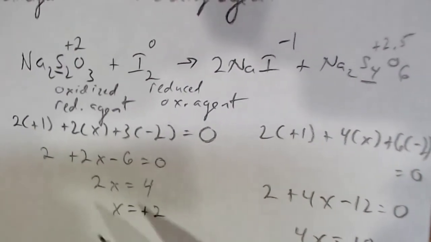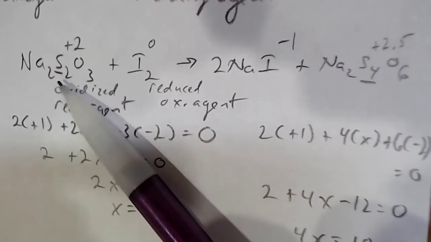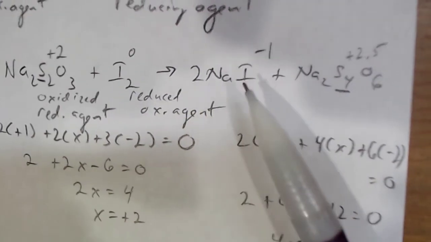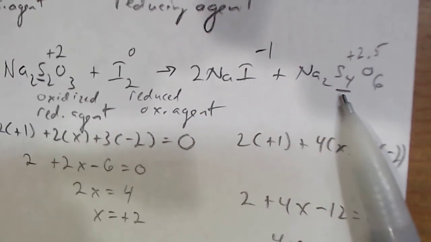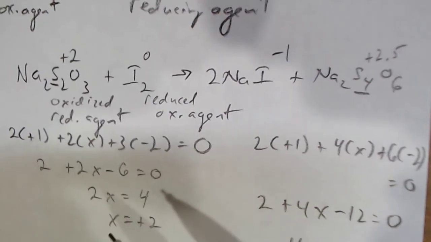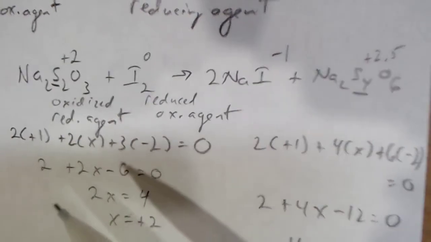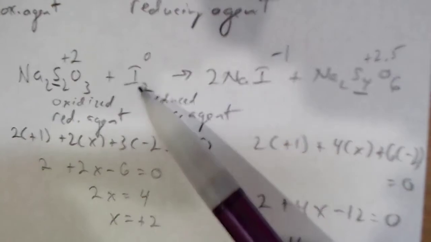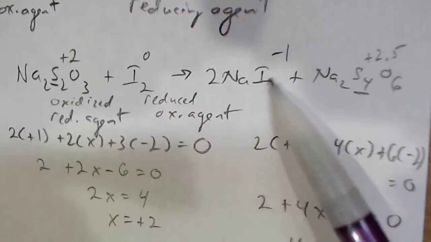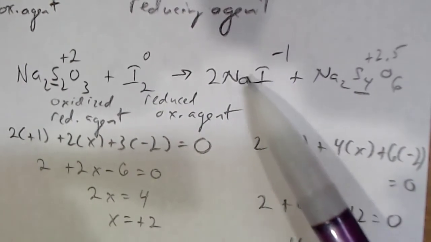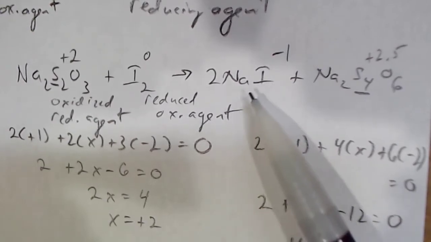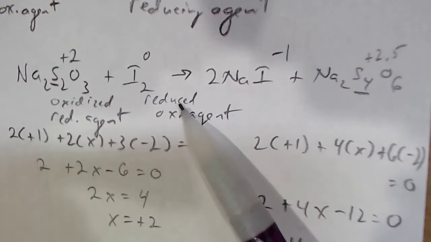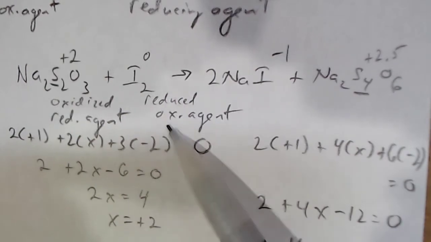All right, last problem. This one's a little bit more complicated. So you take some sodium thiosulfate and it reacts with iodine to provide sodium iodide and this compound. Identify what is oxidized and what is reduced. All right, so the quick thing is to look at iodine. It went from 0, because it's elemental iodine, to -1. It must be -1 because it's next to a positive sodium. So it was reduced. It became more negative. Boom. Iodine is the oxidizing agent.